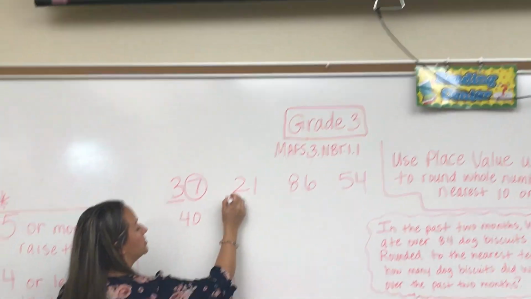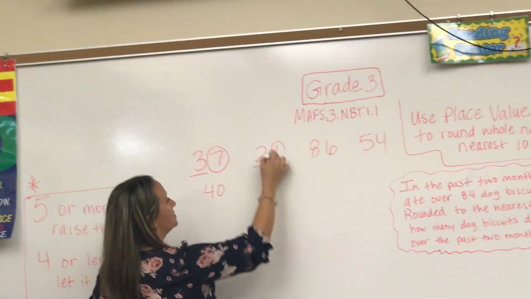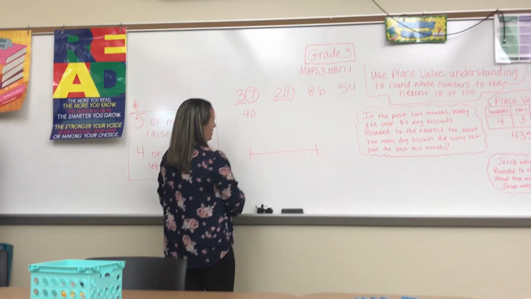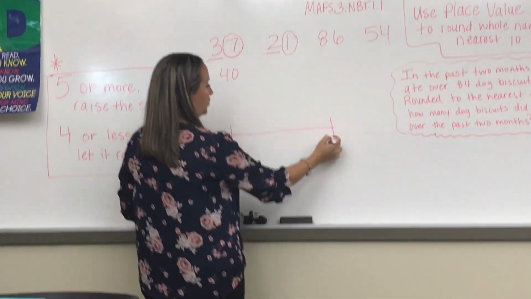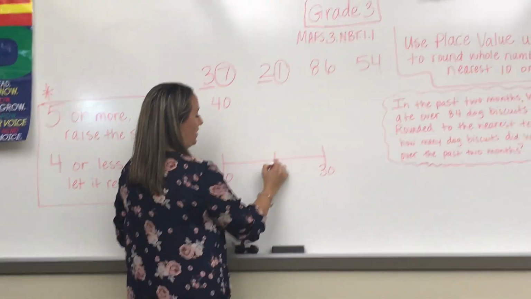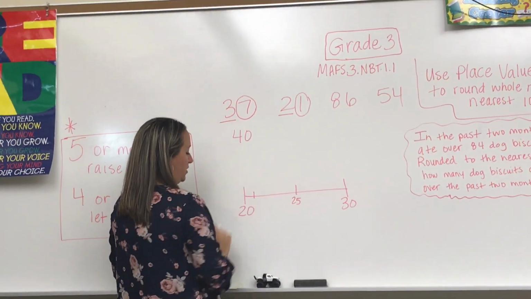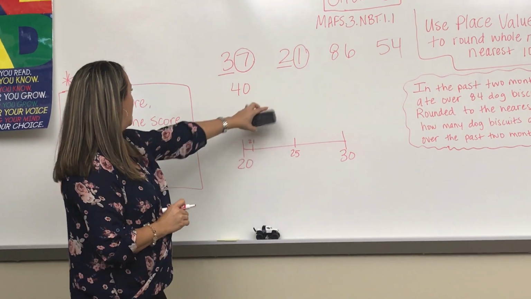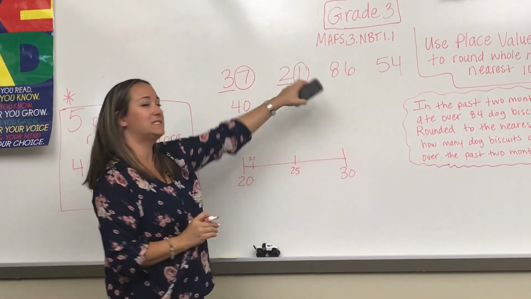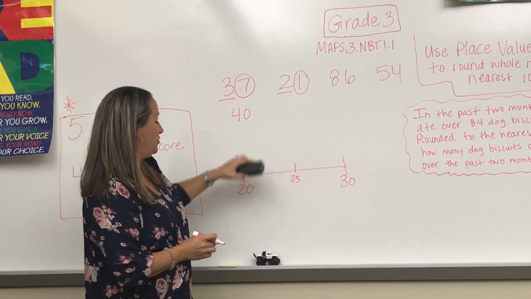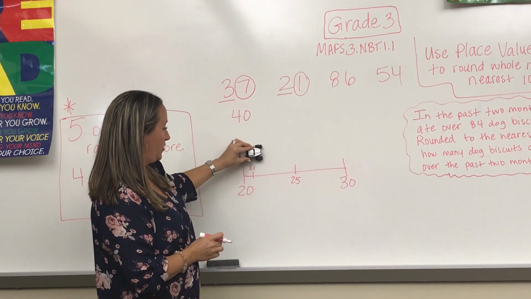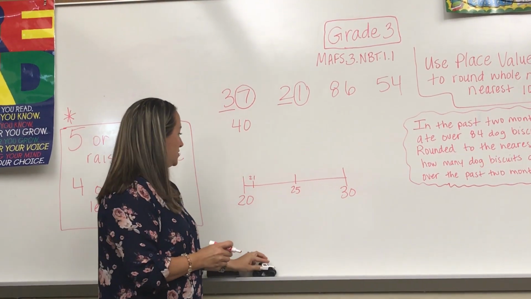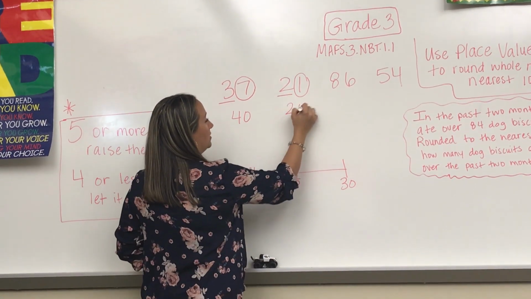again, we're going to round to the tens place, but we're going to look at the ones place. We have 21. If I draw a number line, we're going to do 20 and 30 with the 25 in the middle. Since 21 is over here, if it's 4 or less, we let it rest. So we don't move all the way up. For 21, it's very easy just to go back to 20 than to go all the way to the 30. So for this one, the answer would be 20.